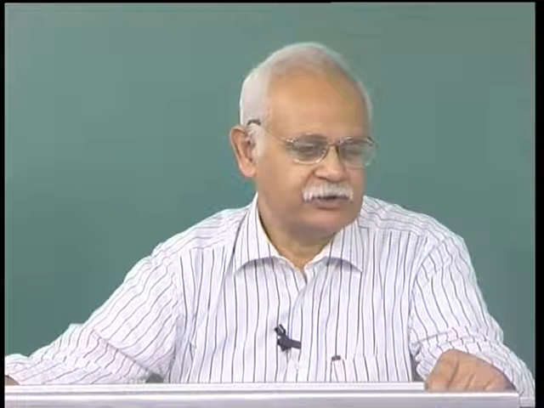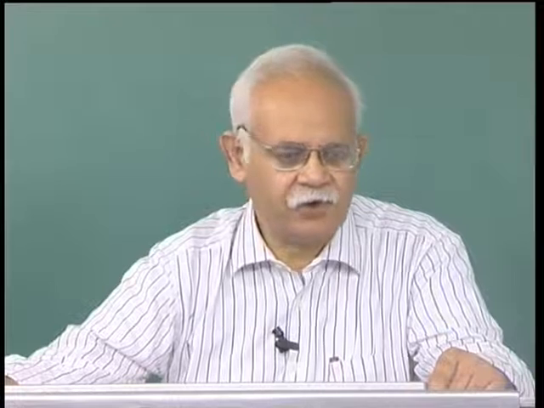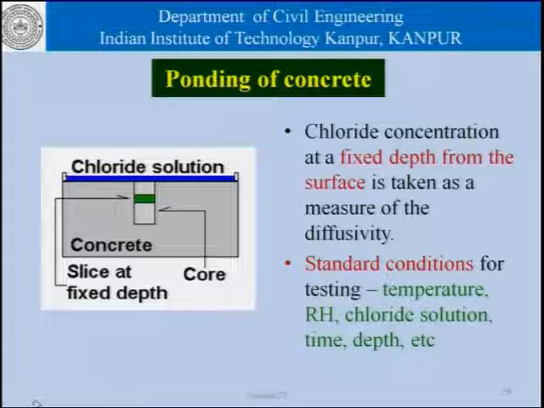Coming to the third method that may be used to estimate the chloride permeability, we have ponding of concrete. In this case, a concrete specimen is prepared and a chloride solution is just allowed to stand on the concrete surface, and after a passage of time, the chloride concentration at a fixed depth from the surface is taken as a measure of the diffusivity.